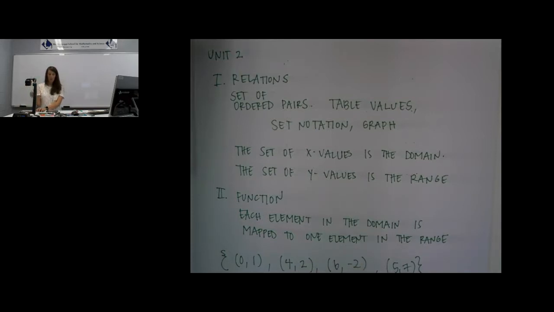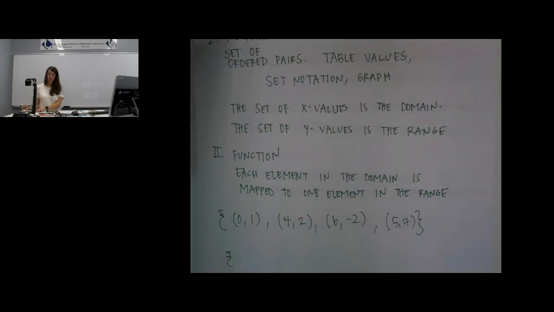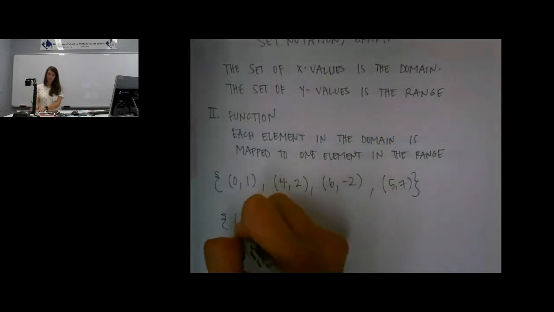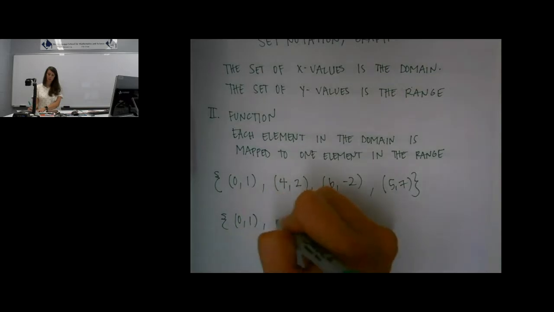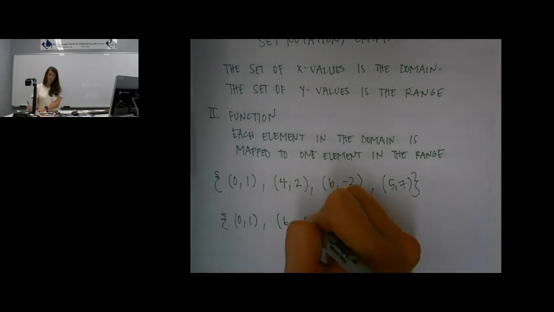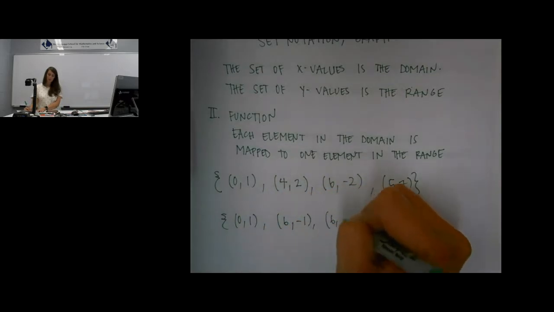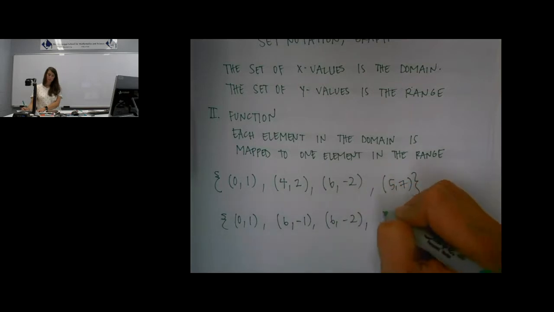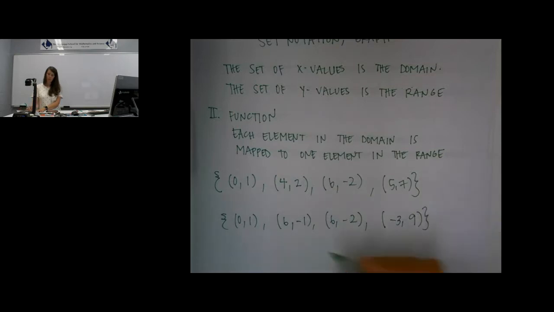Here would be an example of not a function. If we had 0, 1, 6, -1, 6, -2, -3, 9, this would be not a function because 6, your x value, is mapped to both -1 and -2. So this represents not a function.